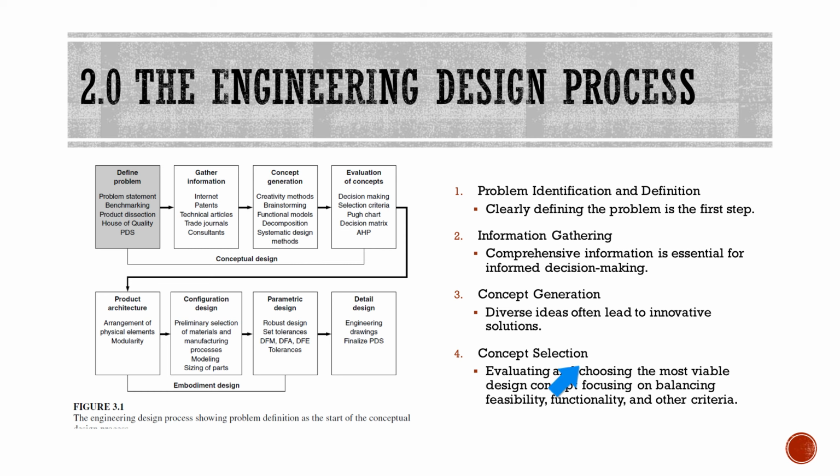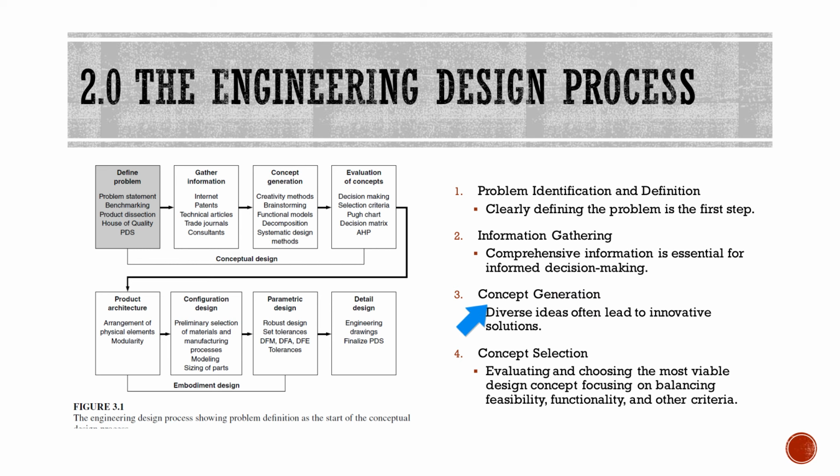So our focus in this subject, which is Mechanical Engineering Design 1, MET 531, is 4 items. The first one is problem identification and definition, which is to define what the real problem is. Second, we search for information about that problem, in which we will gather comprehensive information.